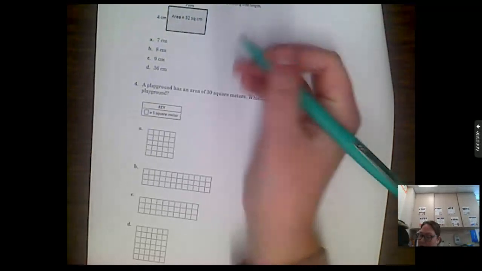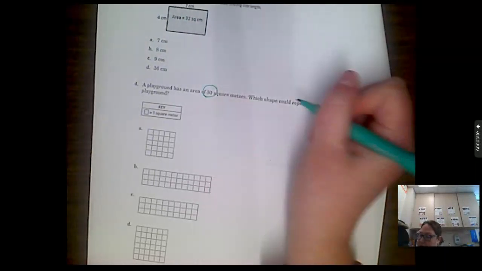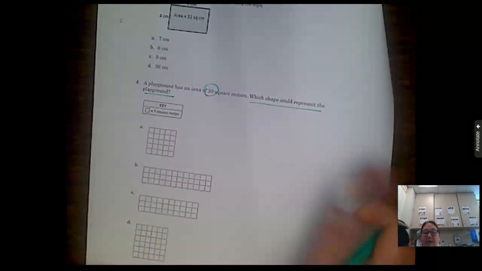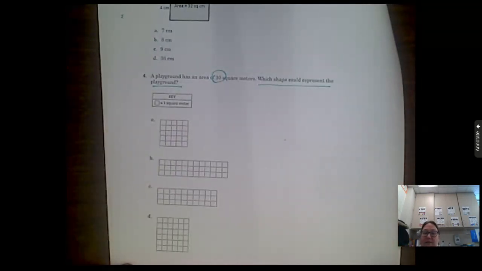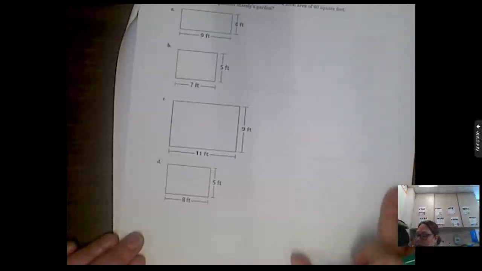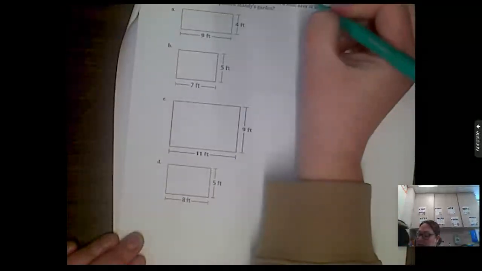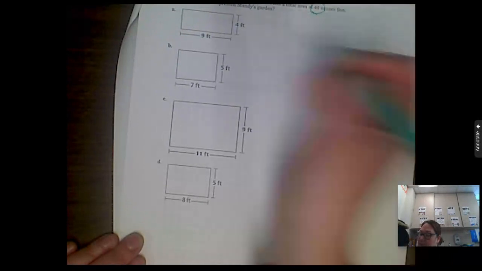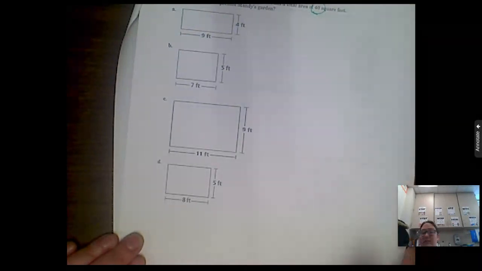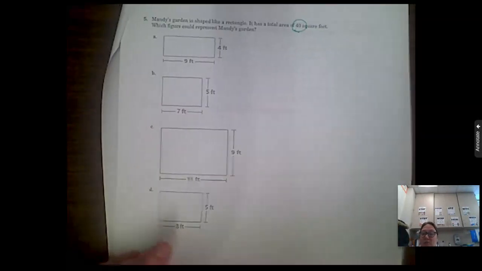Turn the page. Okay, these are RDWs. This one, the playground has an area of 30. Which shape could represent the playground? So count carefully to find one that has an area of 30. Flip it over. This one you're looking for a garden that could have an area of 40 square feet. So you're circling an answer. There's only one choice there.